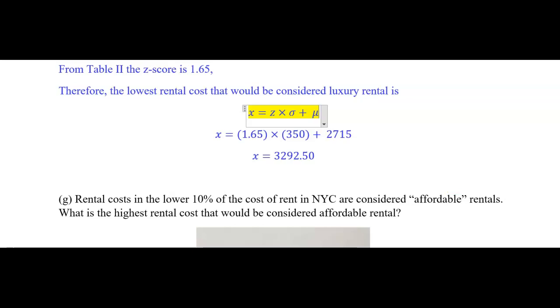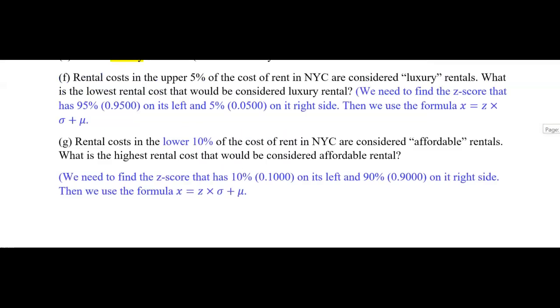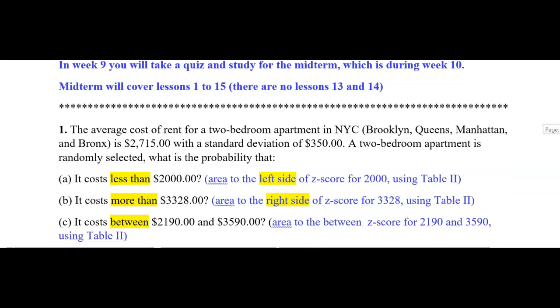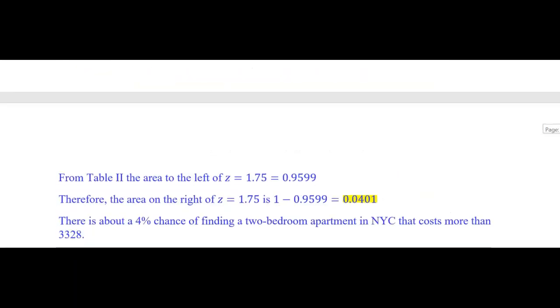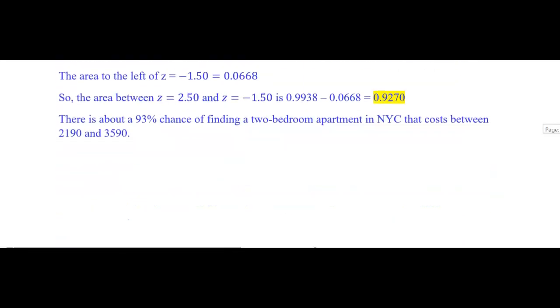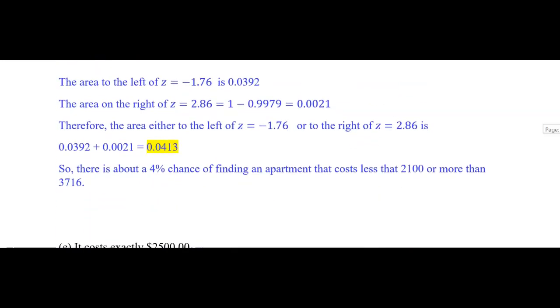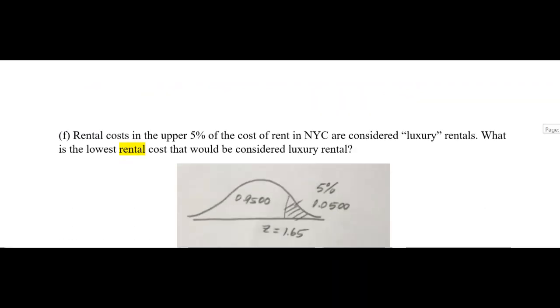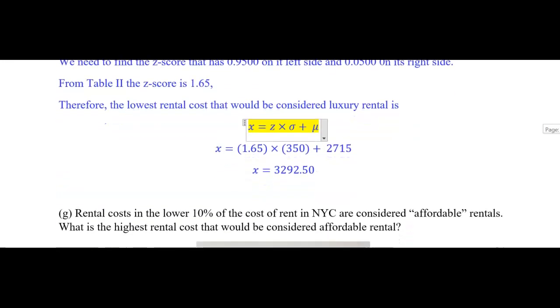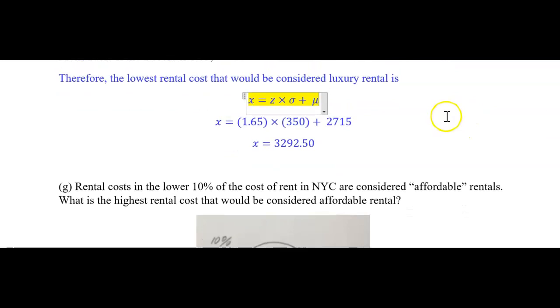How many rooms did the question say? Let me quickly scroll up and see how many rooms the question said. 2-bedroom, right? So the cheapest 2-bedroom luxury apartment, according to this data we have, is $3,292.50 in New York City, of course.